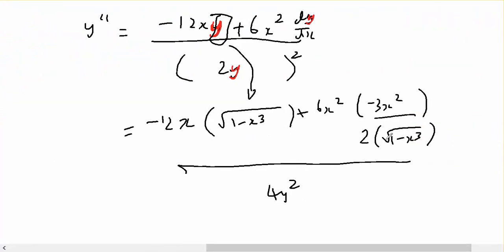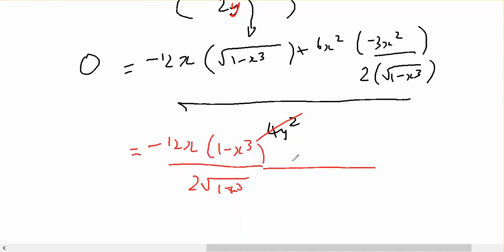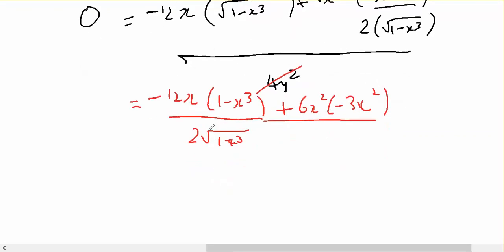So I only took the positive square roots, and I've replaced dy/dx with that, and then I've replaced y with this, and I've got 4y squared on the bottom. If I want to set that equal to 0, I could ignore the bottom, because it's only the top that's going to give that to me. So if I then have minus 12x all on top of 2 the square root of 1 minus x cubed, then that will be 1 minus x cubed, and that's already over that, so plus 6x squared times minus 3x squared. I can ignore the bottom because the bottom will go into the denominator.